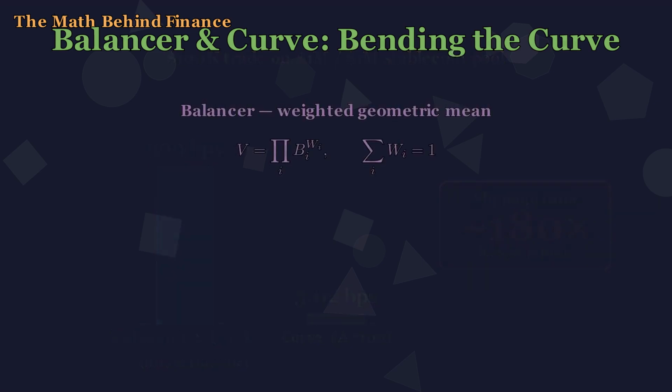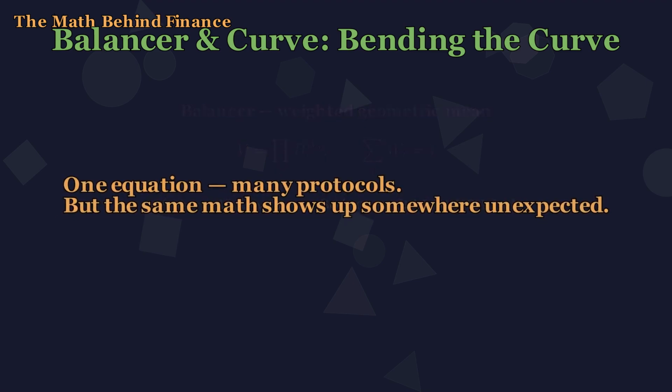And Balancer generalizes further, weighted geometric means of any number of tokens. 50-50 reduces to Uniswap. 80-20 gives you an index fund that rebalances itself. One equation, many protocols, but the same math shows up somewhere very different.